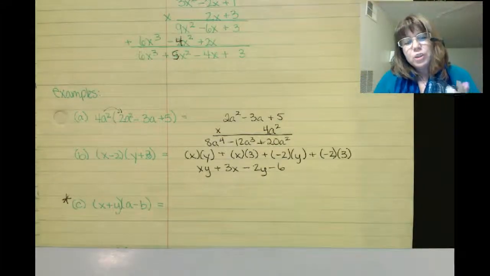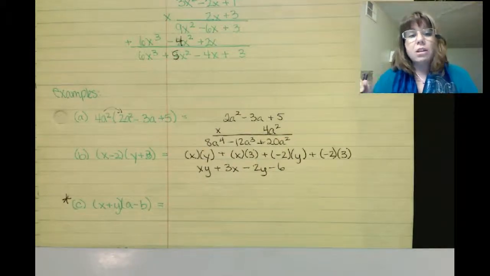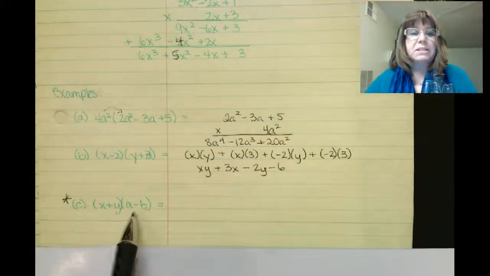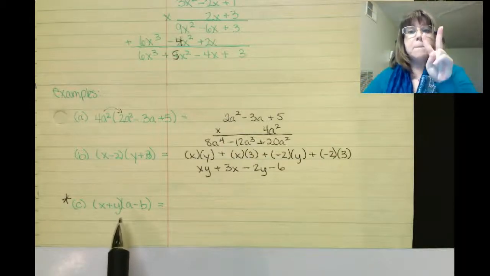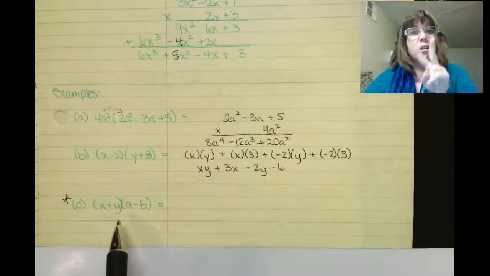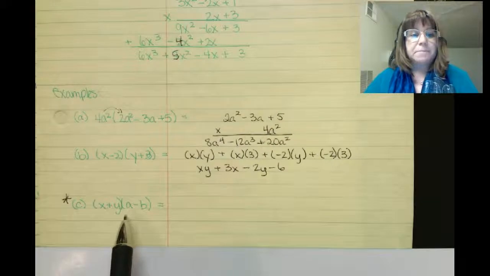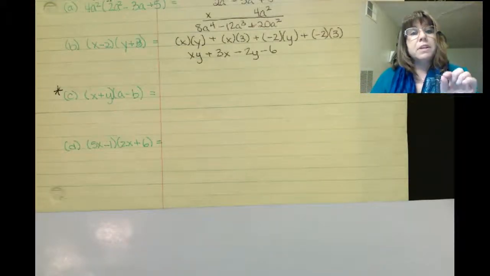I'd like to have you try the FOIL method as well as the column method for x plus y times a minus b. So this is your class problem for this video. Again, both methods I need to see, both the FOIL method and the column method for x plus y times a minus b.